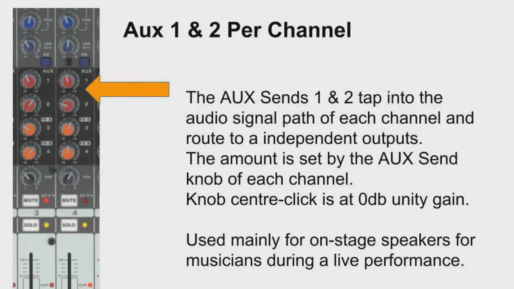The auxiliary sends 1 and 2 simply tap into the channel's audio signal and then route that signal to an independent auxiliary bus that has a separate output at the back. The amount of signal sent to that auxiliary bus is determined by the position of the knob. In the center, which is also a click detent, that means unity gain. That means whatever audio signal is coming into that channel is sent to the bus.